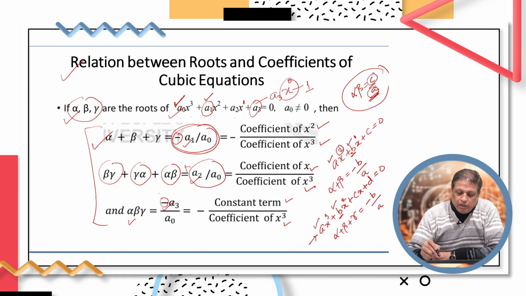This is a simple way to remember that alpha plus beta plus gamma is minus a1 upon a naught, alpha beta plus beta gamma plus gamma alpha is a2 upon a naught. Now, the sign will change, minus to plus, alpha beta gamma will be a3 upon a naught, and now again the sign will change, minus. So, minus a3 upon a naught. So, in this way you can remember how these identities are.